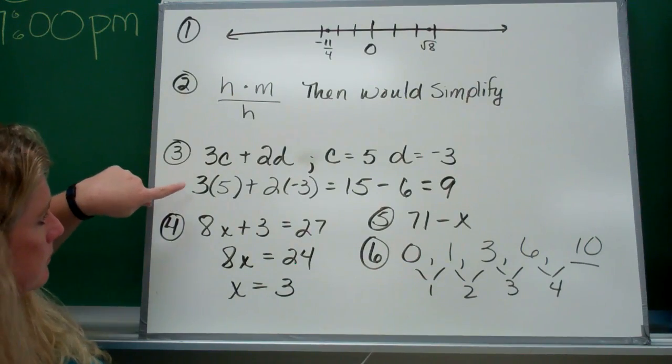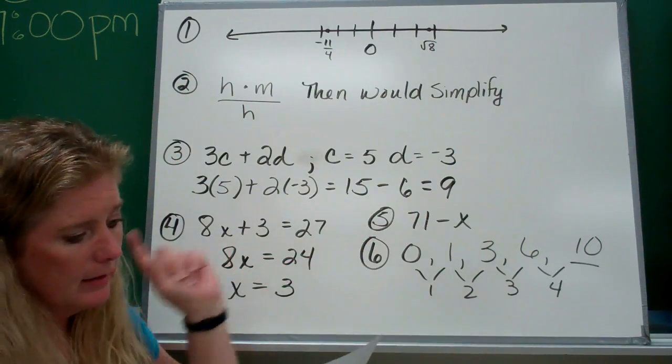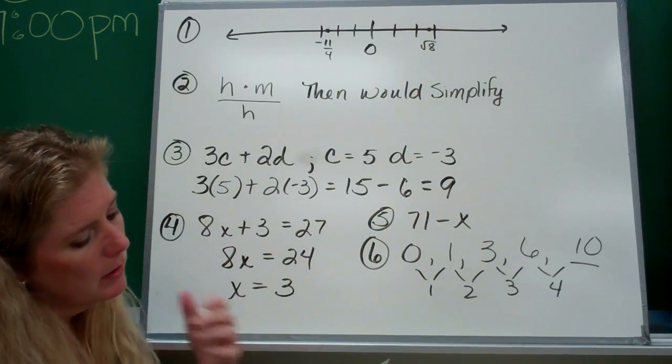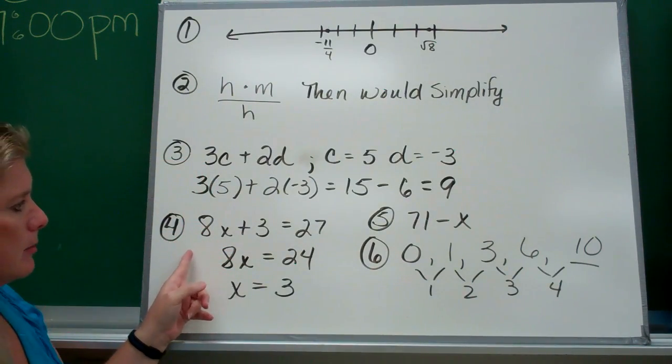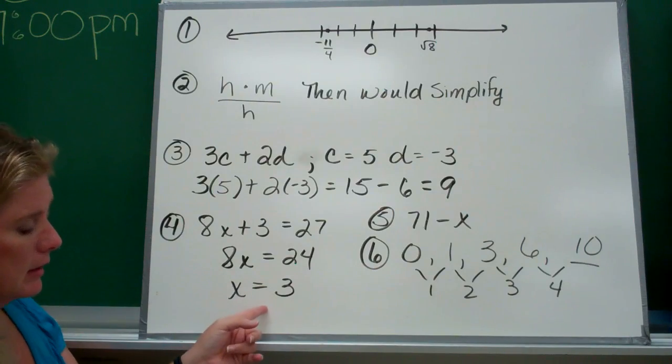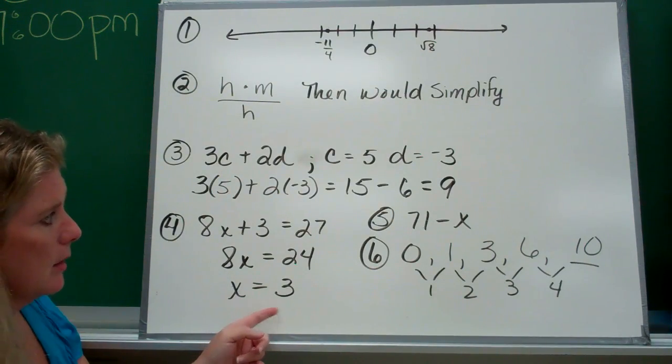Here's the problem. Plug them in, do the math. 9 is the answer. Number 4, solve the equation. Okay, 8x plus 3 is 27. X equals 3. You can see the steps.